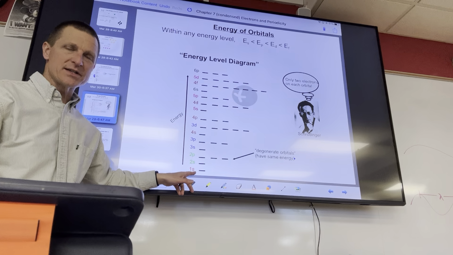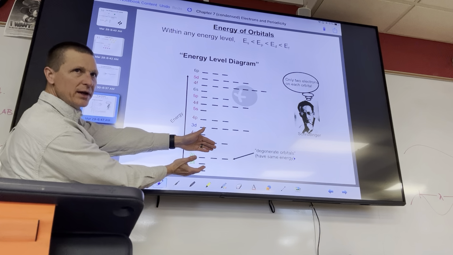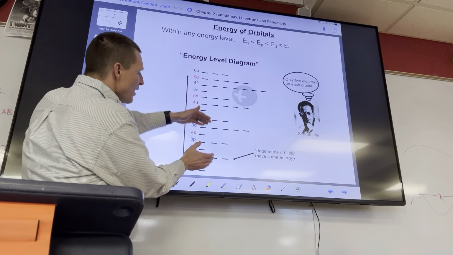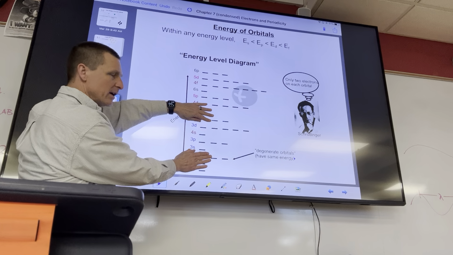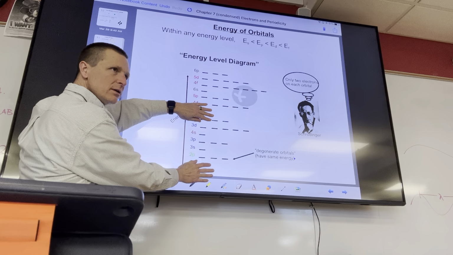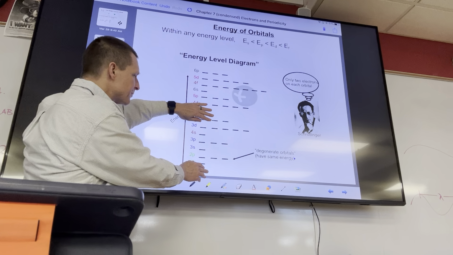1s is close to the nucleus. Then we have the second energy level. Look at that, 2s and 2p, second energy level. It's got two sublevels in it. Third energy level is where it starts to get goofy. Look, 3s, 3p, and then there's an intruder before the 3d, here's the 4s. What's that intruder doing there?